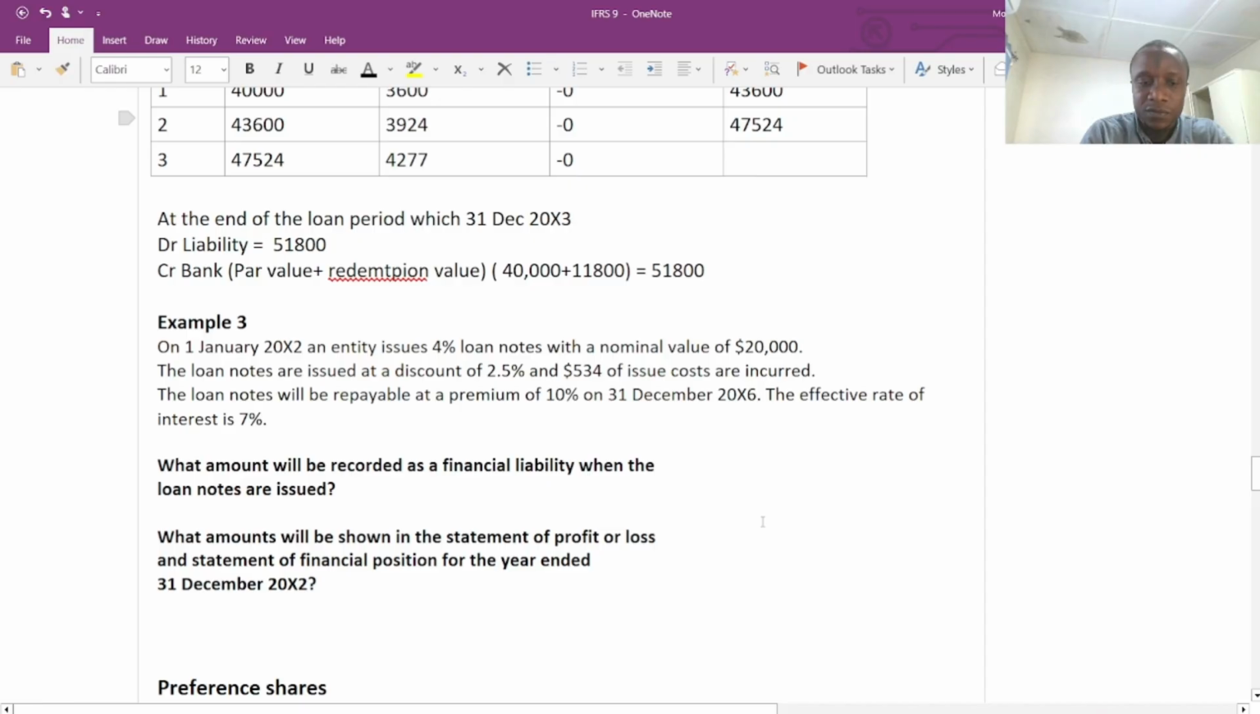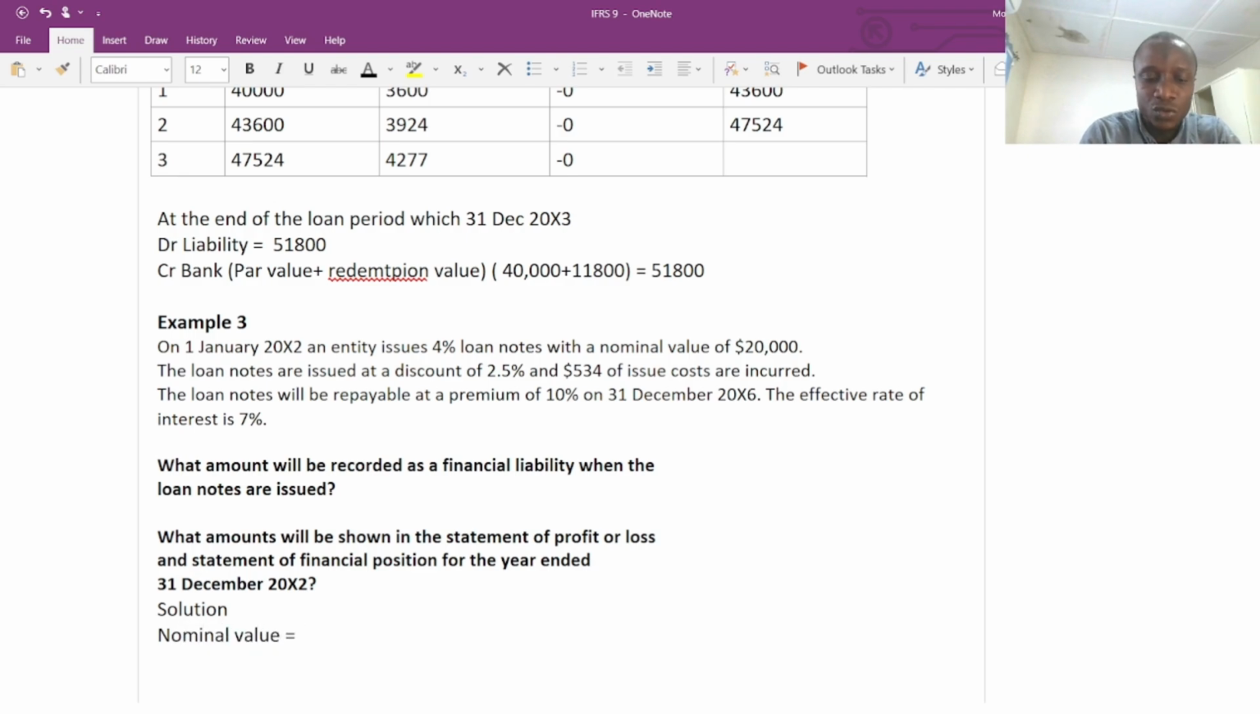Now we are going to look at example 3, a solution. Same requirement. On 1st January 2022, an entity issued a 4% loan note with a nominal value of $20,000. The loan notes are issued at a discount. Remember, at initial recognition, when we recognize the liability using the initial measurement, we need to account for any discount as well as any issuance costs given in this question.